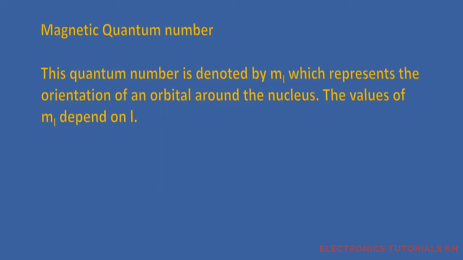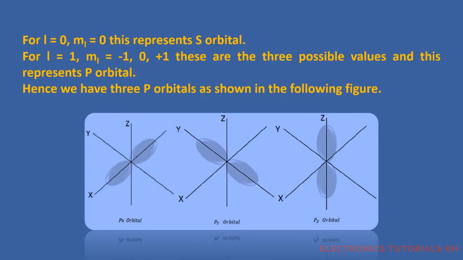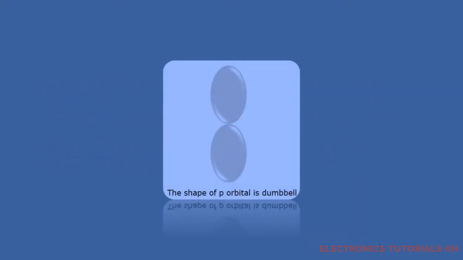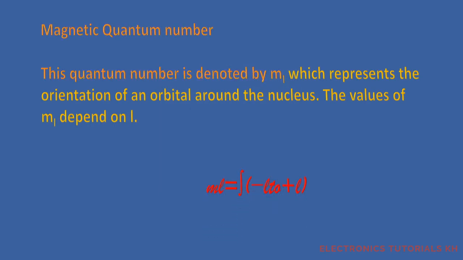Magnetic quantum number. This quantum number is denoted by ml, which represents the orientation of an orbital around the nucleus. The values of ml depend on l. ml equals minus l to plus l. For l equals 0, ml equals 0. This represents the s orbital. For l equals 1, ml equals minus 1, 0, plus 1. These are the 3 possible values, and this represents the p orbital. Hence we have 3 p orbitals as shown in the following figure.